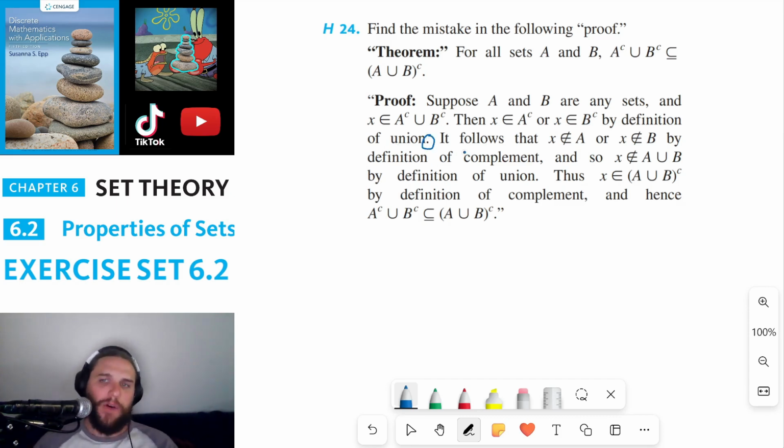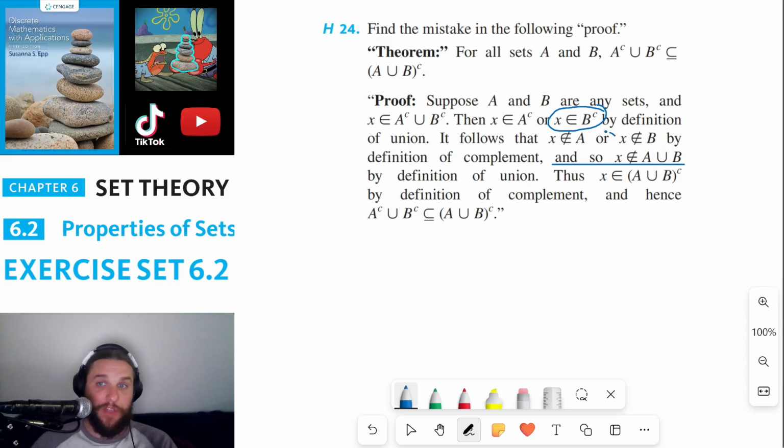It follows that X is not an element of A, or X is not an element of B by definition of complement. That's true, that if X is an element of A complement, then that means X is not an element of A, and since X is an element of B complement, then that means that X is not an element of B. That's the definition. And so X is not an element of A union B. Let's pause here. Now let's think about what the author did here.